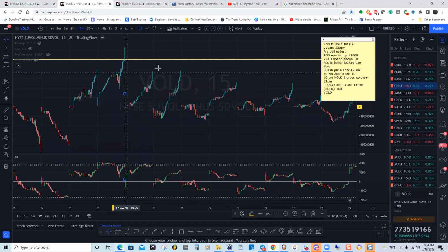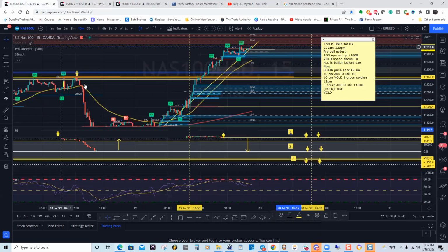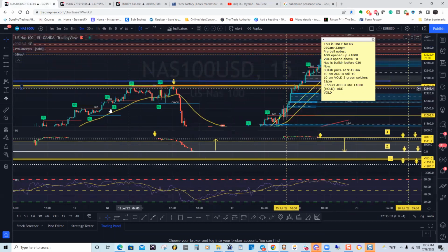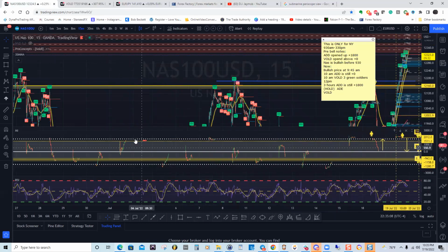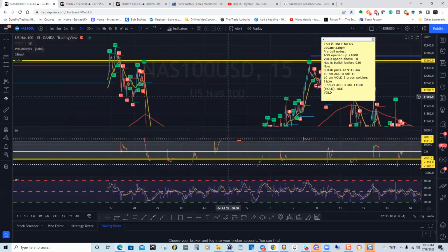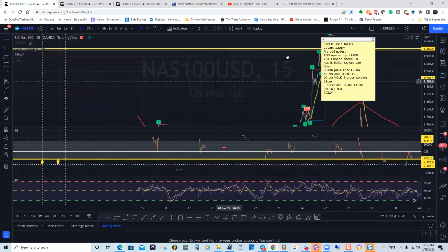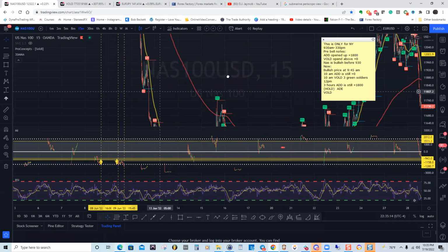So what happened on March 16th? Let me go to March 16th, 9:30. Nas had a rush up to the top. How much you want to bet? Let's go to March 16th, 9:30. Let's see.